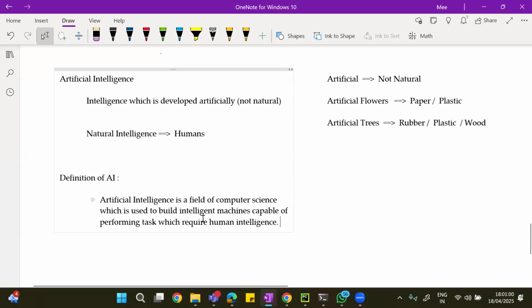Clear? In simple words, we are going to give knowledge to the machines in such a way that machines can perform whatever humans can do, in the same way, naturally. A best example is driverless cars.